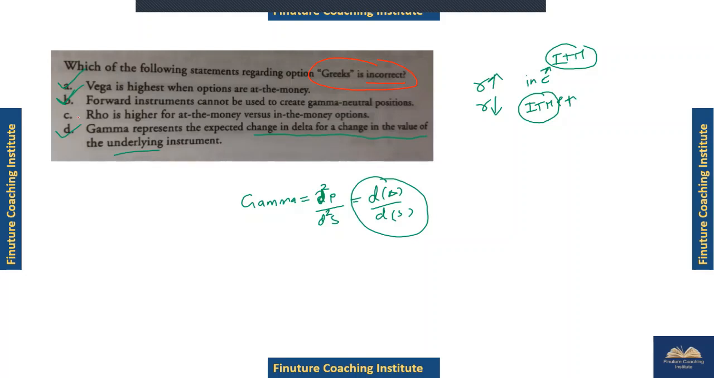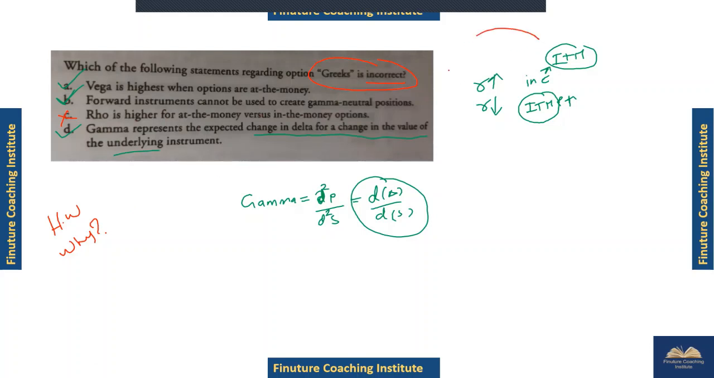And for us, the incorrect option is... For you, it's directly mentioned in a lot of books that rho is higher for in the money options. For you, it's homework to understand why.